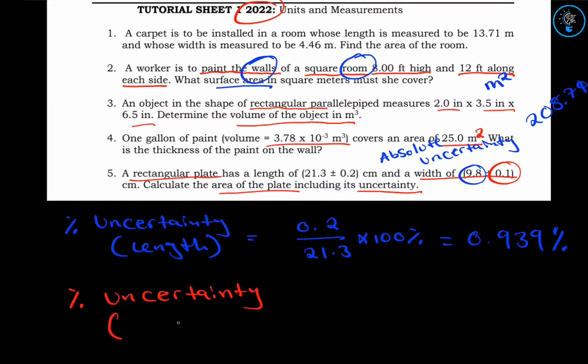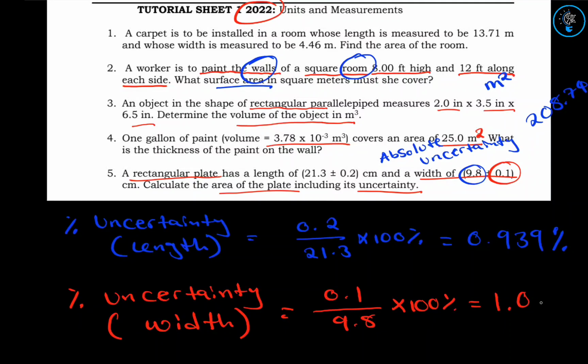Okay, now let's find the uncertainty of the width. This time it's 0.1 divided by 9.8 times 100. So that will give us 1.02%.